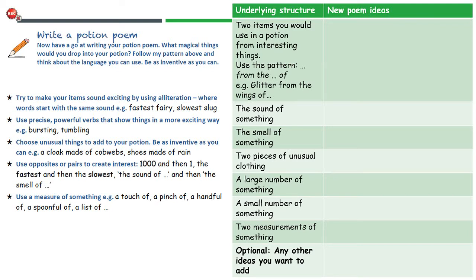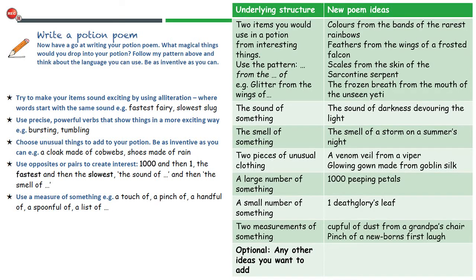Now for this first poem, it's quite good to stick to the structure. So I looked at it, I used a plan, and I created my own ideas. I thought colours from the bands of the rarest rainbows. Rarest rainbows, a little bit of alliteration. Feathers from the wings of a frosted falcon. Again, alliteration. Scales from the skin of the serpentine serpent. The frozen breath from the mouth of the unseen yeti.